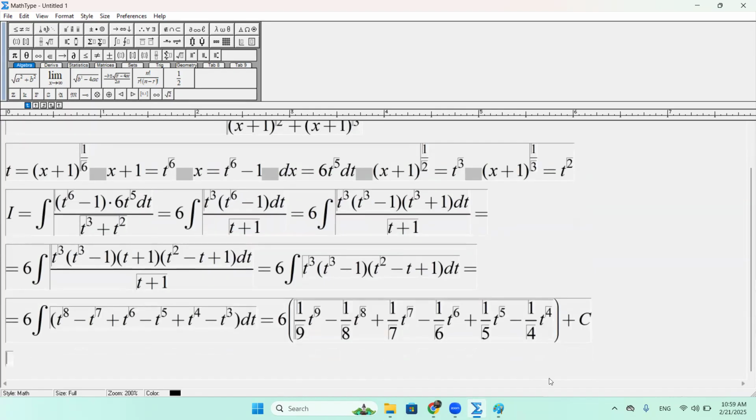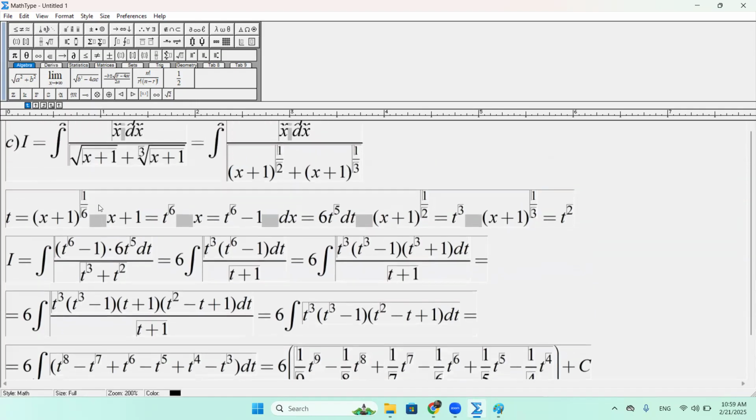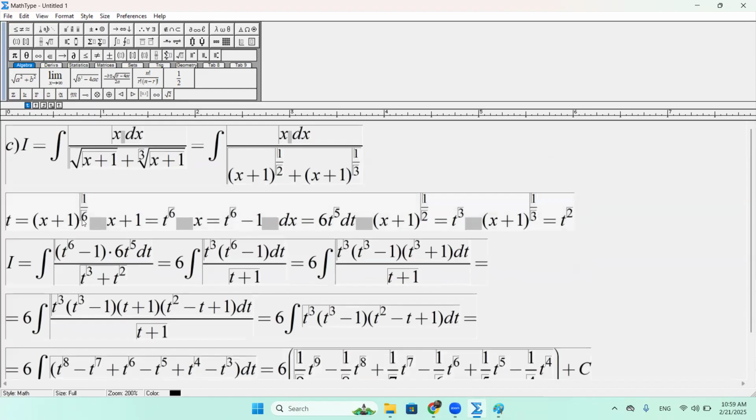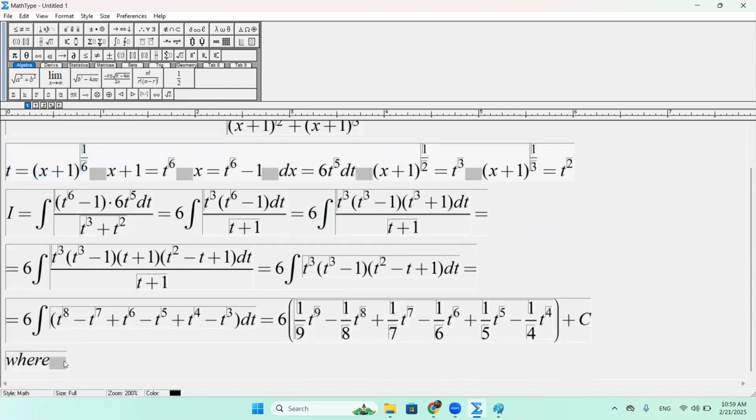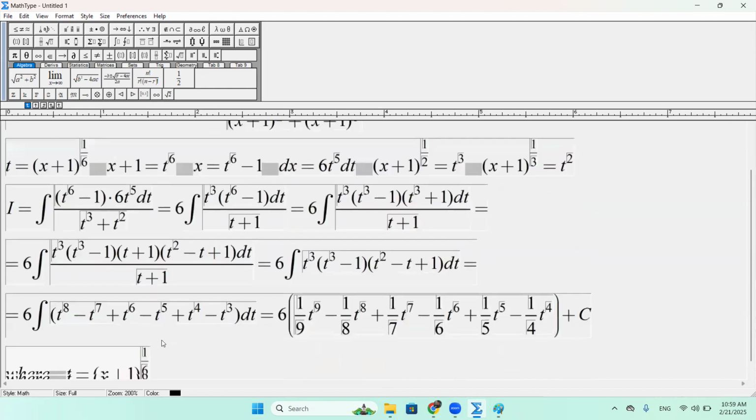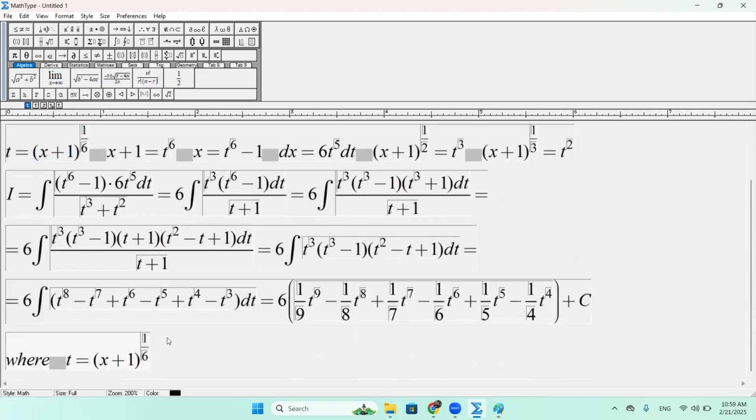And to make this answer final, we need to write down what t equals. So t equals x plus 1 in power of 1 over 6. Any questions about this exercise?